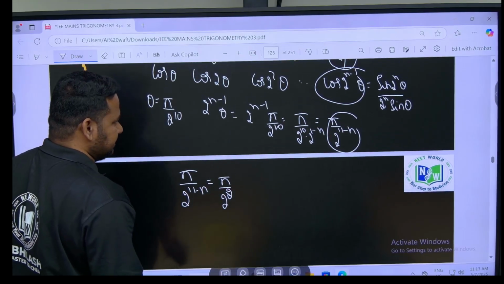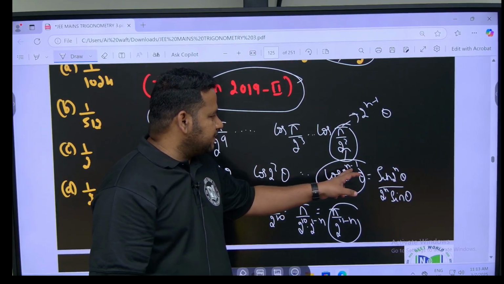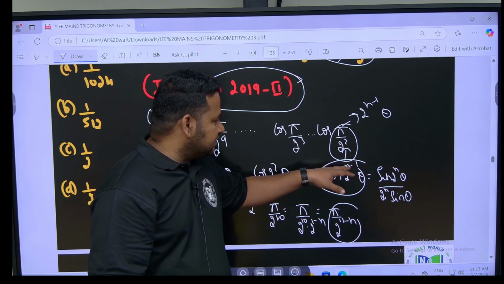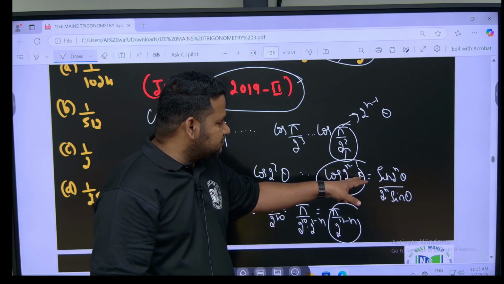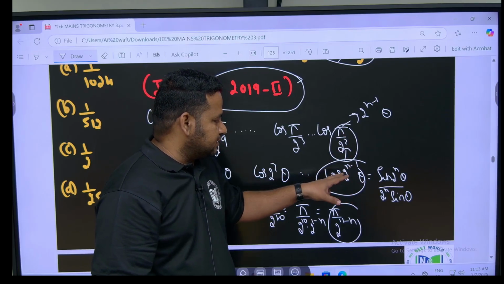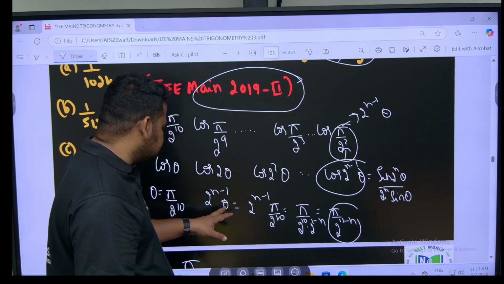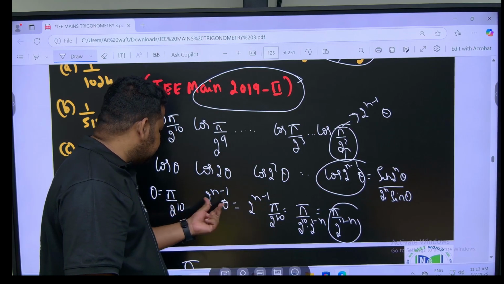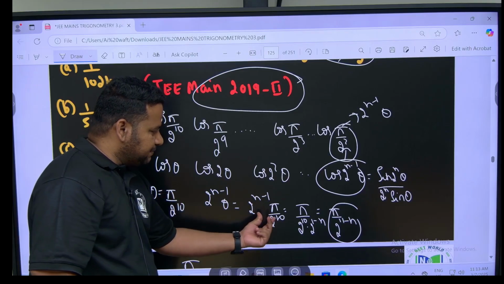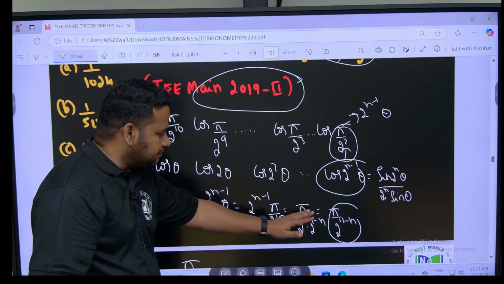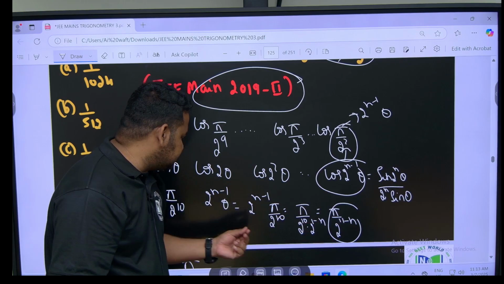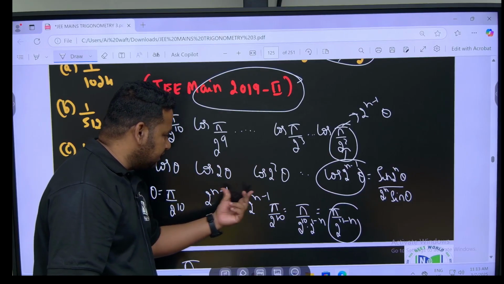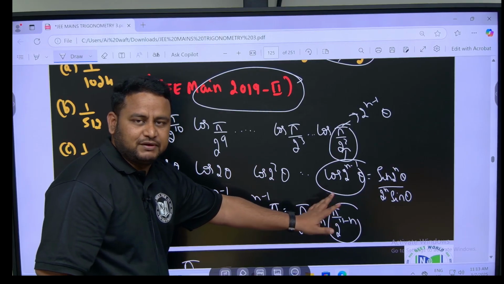See here, I will explain again. 2 to the power of n minus 1 theta is equal to nothing but cos of pi by 2 square. 2 to the power of n minus 1 into theta is nothing but pi by 2 square. 2 to the power of n minus 1 into theta is nothing but 2 to the power of n minus 1, theta is what? Pi by 2 to the power of 10. By law of exponent, I brought it down. By that, I got pi by 2 to the power of 11 minus n.